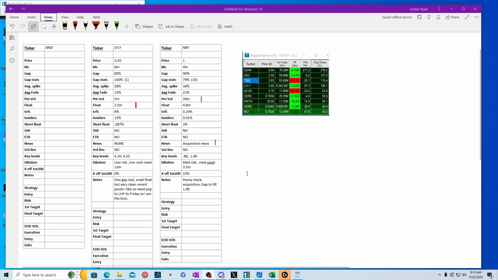This is going to be a red flag criteria video for small caps. I'm just going to show you the red flag criteria sheet that I've made and then go over it.